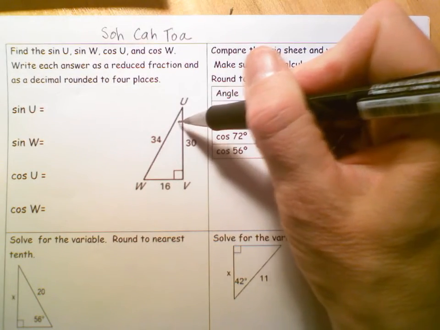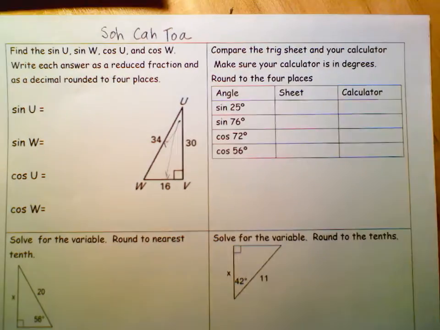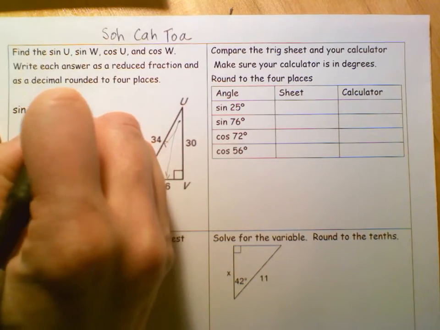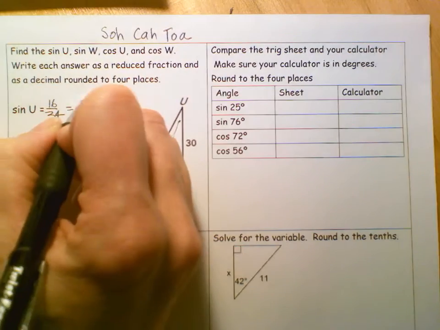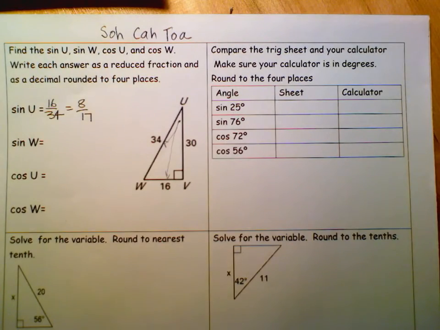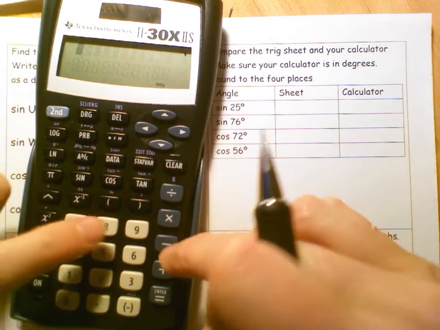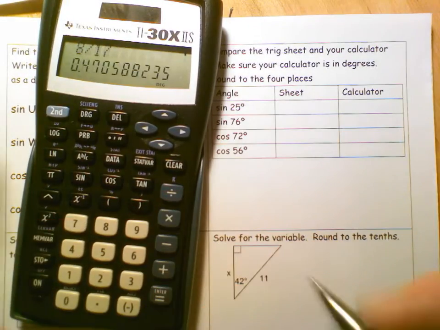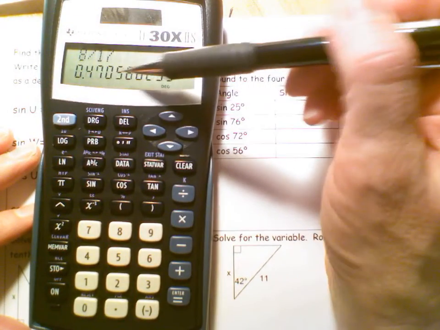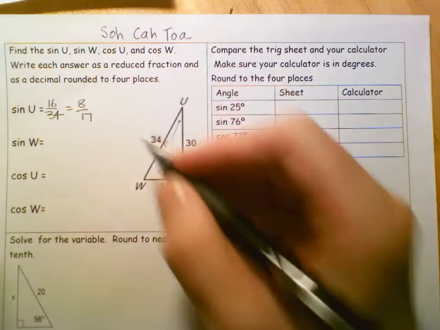Okay, so we know that the sine is the opposite over the hypotenuse. So from angle u, opposite is 16, hypotenuse is 34. All right, reducing that to 8 over 17. And then just literally in your calculator, hitting 8 divided by 17, and we're going to just take this to 4 decimal places, right? 0.470, this would go to 6, since that's an 8. So 0.4706.